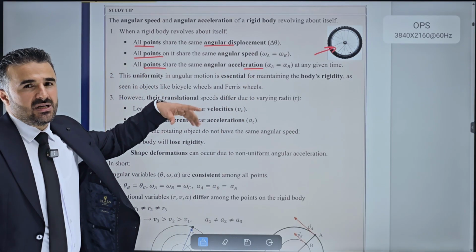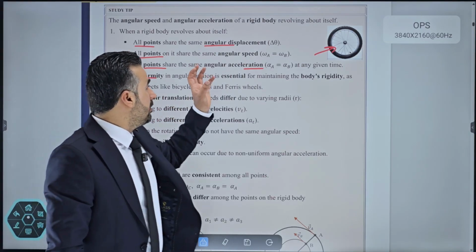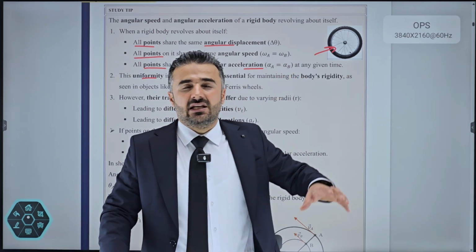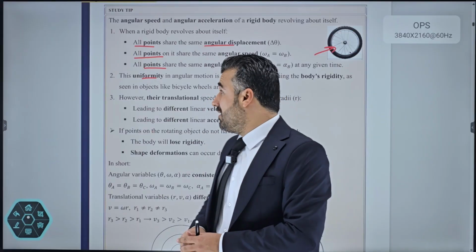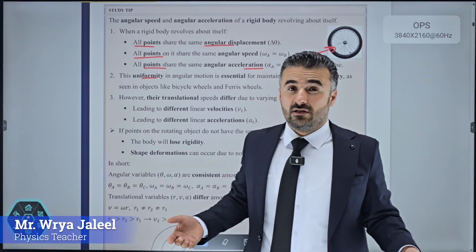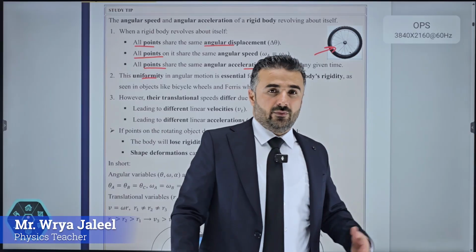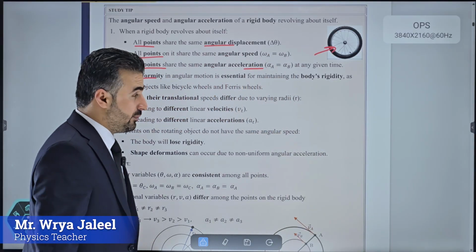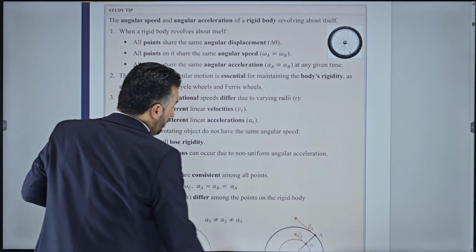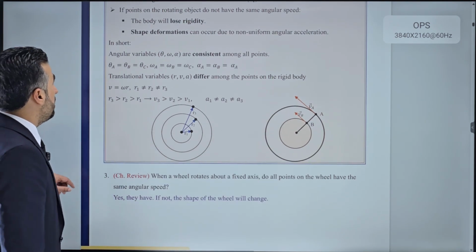Why it is very important to have the same angular quantities is because of this. We can say this uniformity in angular motion is essential. It's very important to maintain the body's rigidity, to stay rigid. If not, then of course, just like in objects like a bicycle wheel and Ferris wheel, if the object is not rigid, then clearly you cannot use the bicycle wheel. You cannot get on a Ferris wheel because it might change shape or collapse at any point. And then point number 3, I would skip this point for now. I'll get back to this later once we study the relation between angular and translational. But let's go to the next point here.